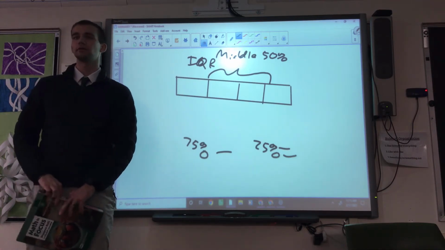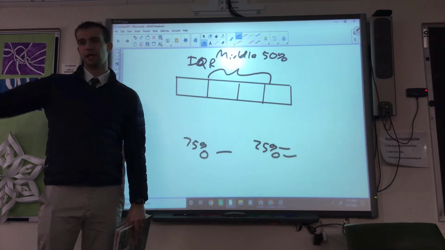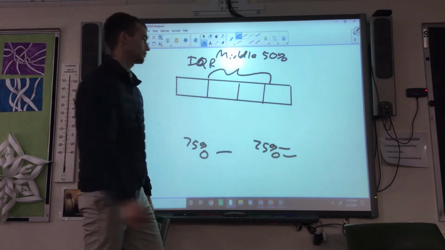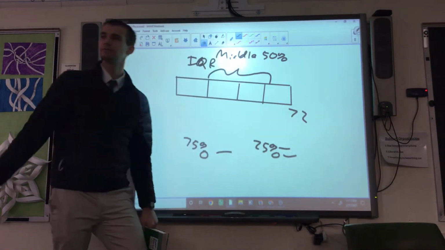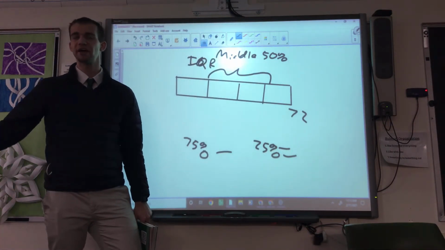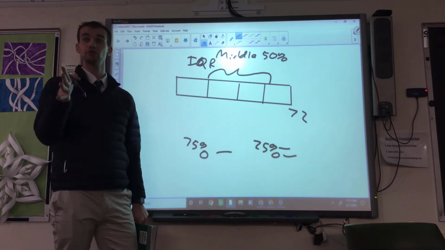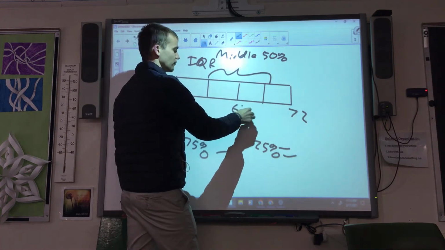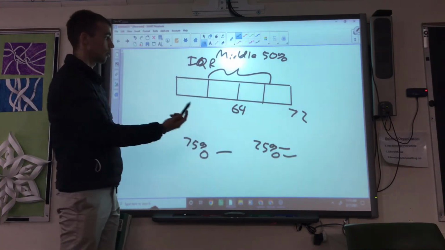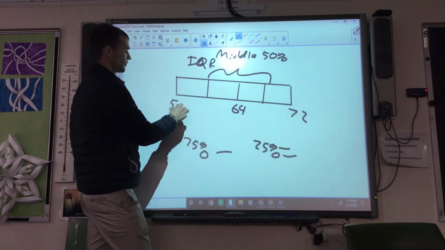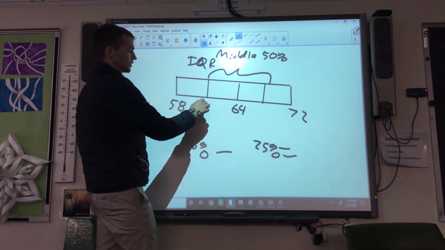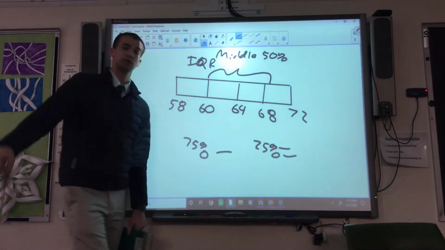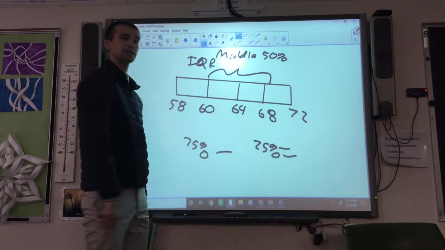So let's say, let's go height in the classroom, but in terms of inches. So 72 inches is 6 feet. That's me. Let's say the middle of our classroom, the middle, remember median, not average, is 64 inches. The lowest is, I don't know, 58. Let's say this is 60 and 68.